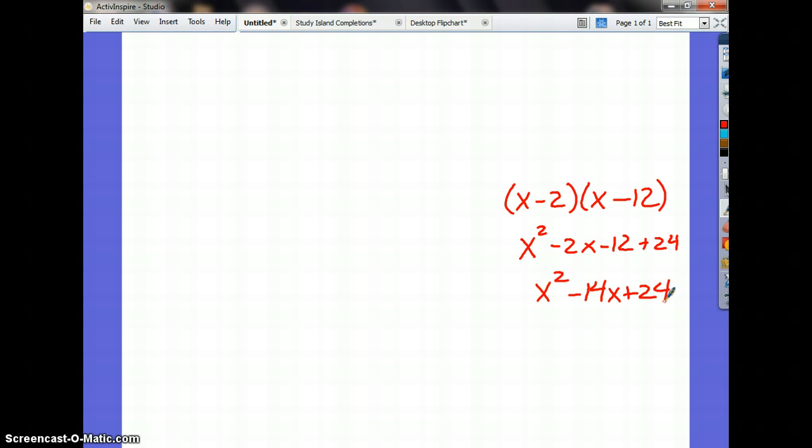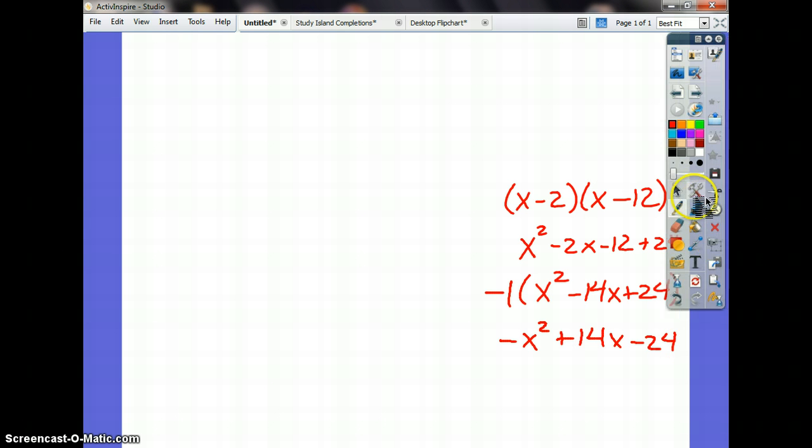Now, because this whole parabola was negative, technically on the outside here, I could also multiply this by a negative 1, which would give me a negative x squared plus 14x minus 24. Now that's nice and quick. The problem with this, though, is that it is not accurate to the equation that I shot. And I'll show you why.